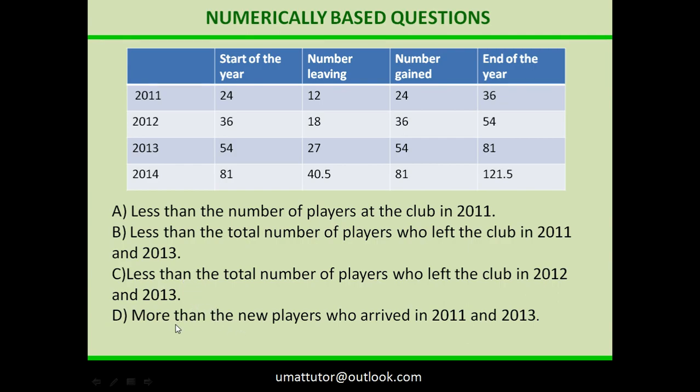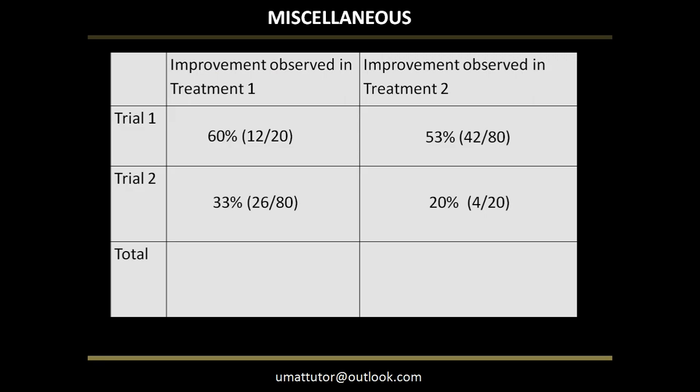And if you go through D, new players in 2011 and 13, that add up to 78. So again, option C is correct. So now just a few additional points which didn't quite fit into any one section.